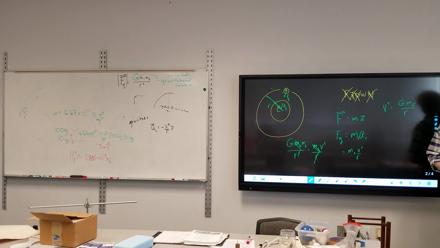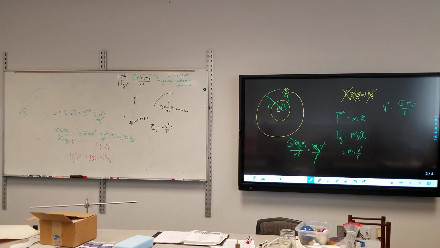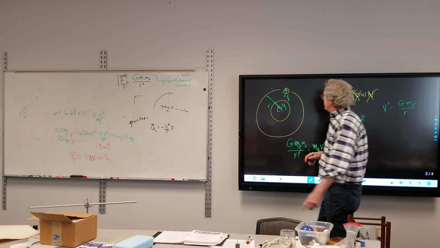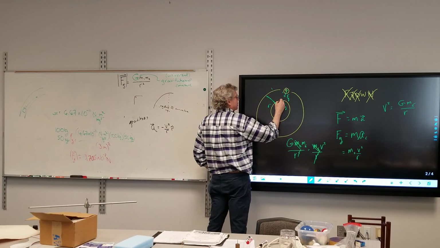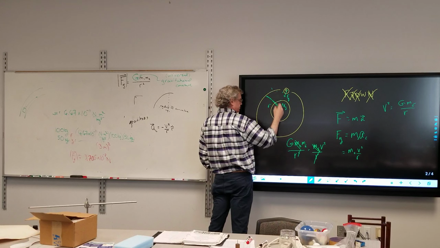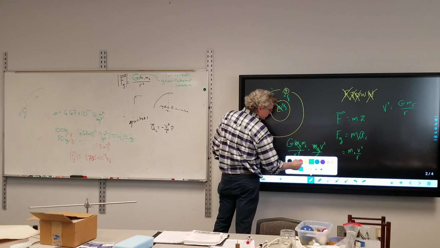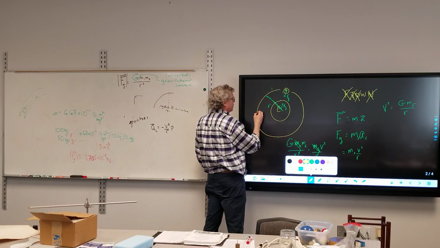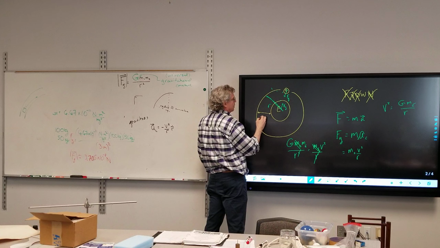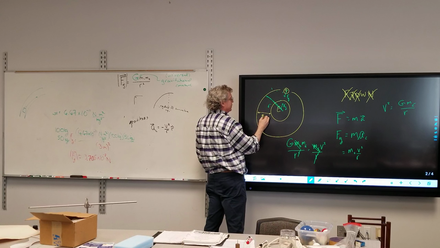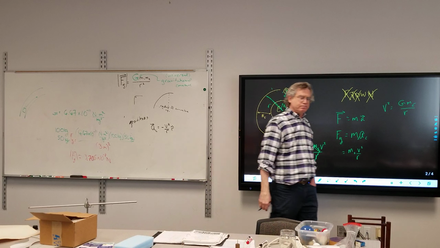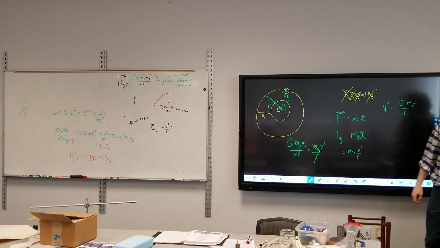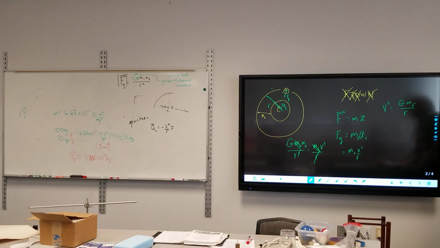We need to fill in some numbers here. Mass of the Earth, big G, we got those. How far away is it? Why don't we say that this distance is the equivalent to the Earth's radius? In other words, the orbital radius, that big R there, is twice the Earth's radius.